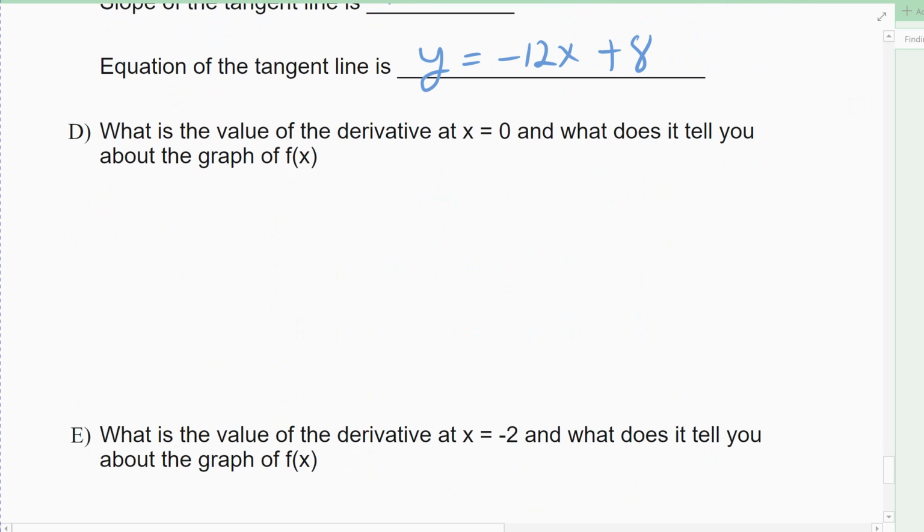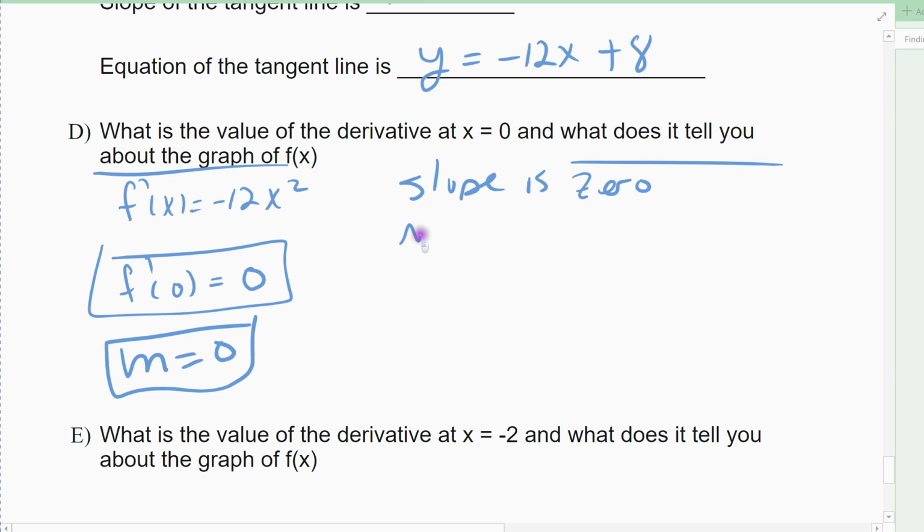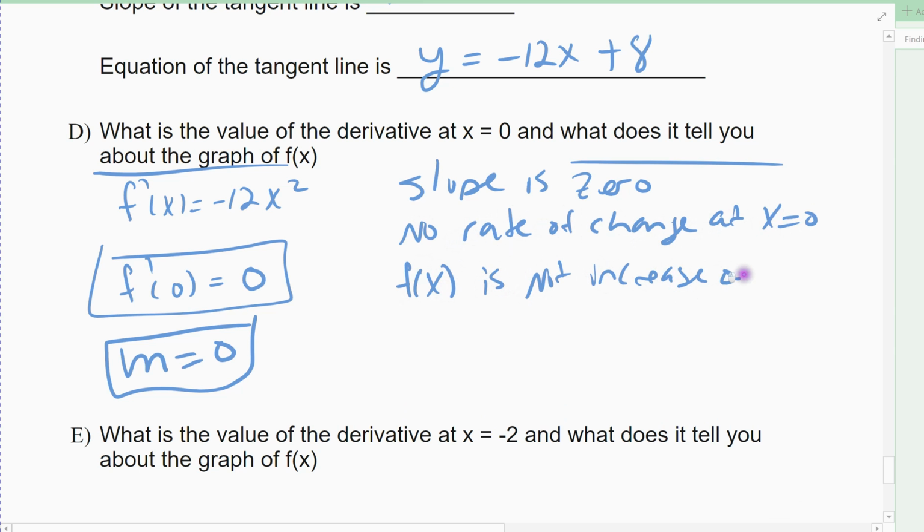All right, find the value of the derivative at 0. So the derivative, which we remember is -12x squared, at 0 comes out 0. What does it tell you about the graph of f of x? Well, that tells me my slope is 0, which means there is no rate of change. At x equals 0, the function f of x is not increasing or decreasing. No rate of change.